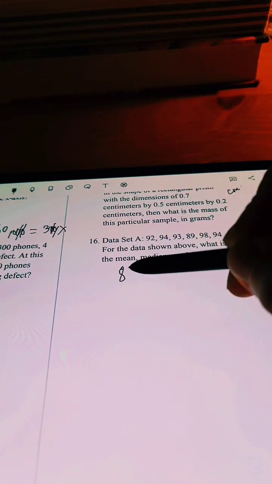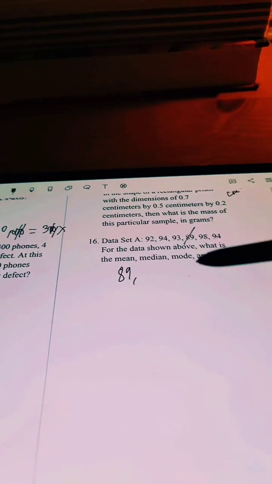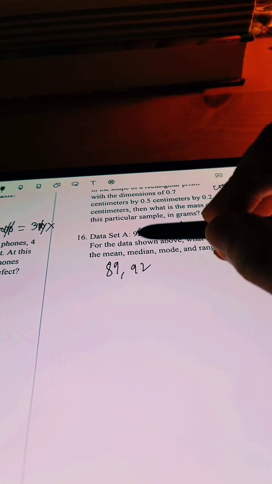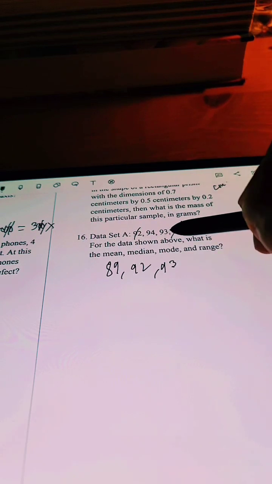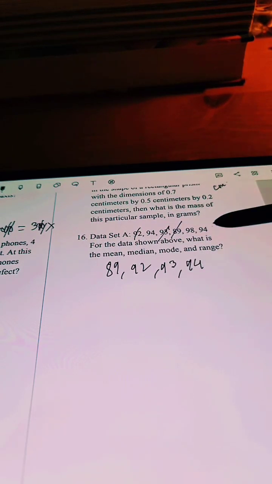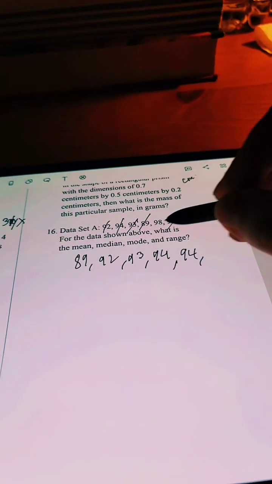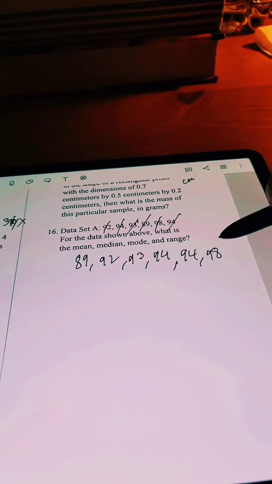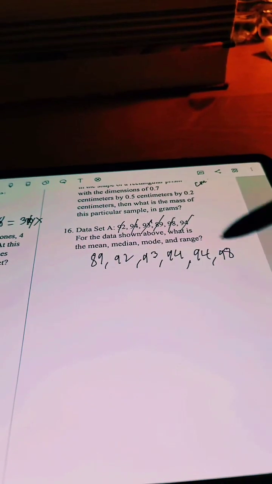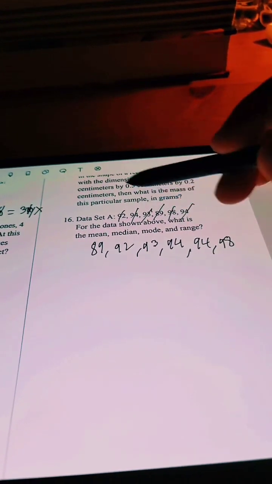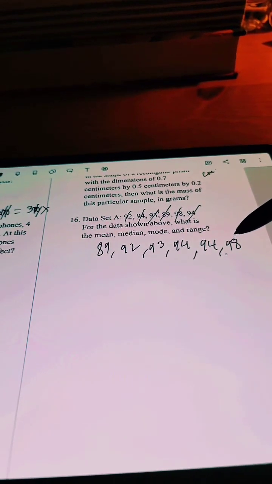I'm going to start with the lowest value, 89. You could also do greatest to least. 89, then the next one, 92, the next one, 93, 94, and then 94 again. And then 98. I like to cross them out as I write them so I don't accidentally double up on one of them when I shouldn't. So now I have it written in order from least to greatest.